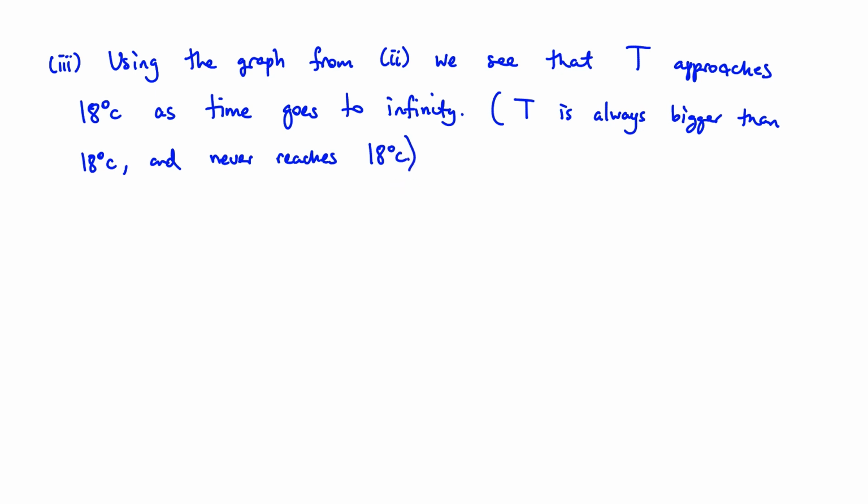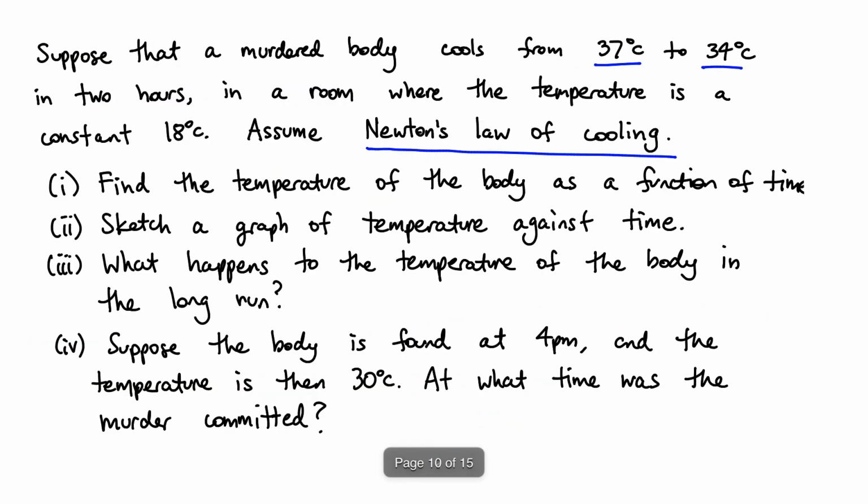Okay, so let's go back to the question one more time for part 4. I guess it's sort of crucial when this person died. So we know a bit more information. We've made a recording of the temperature of this body at 4 p.m. and we figured out that it was 30 degrees. We need to use this formula, this function, to figure out at what time this person was murdered. So we know capital T, the temperature is 30, and now we're after little t.